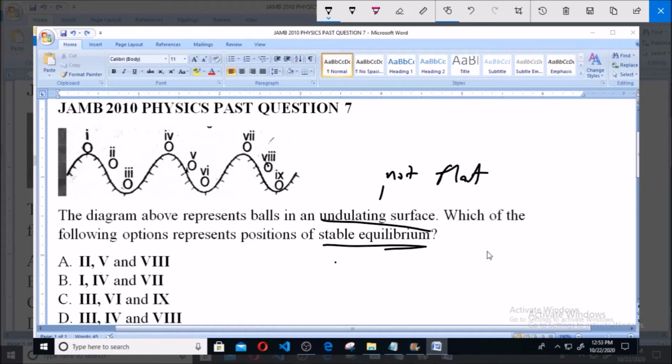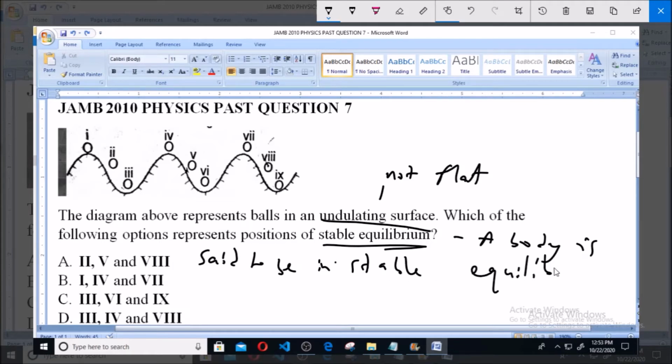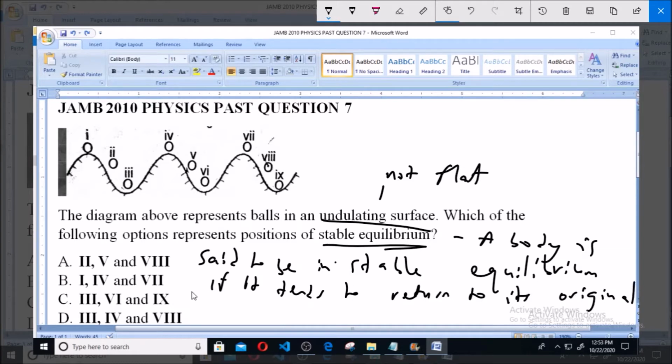Now stable equilibrium: a body is said to be in stable equilibrium if it tends to return to its original position when slightly displaced. So if a body is in a position such that when you slightly displace it, it will return back to its original position, that body is said to be in stable equilibrium.